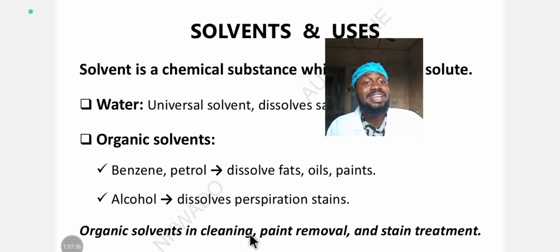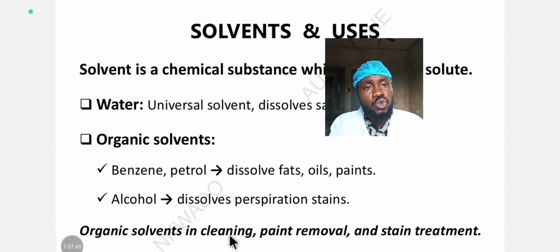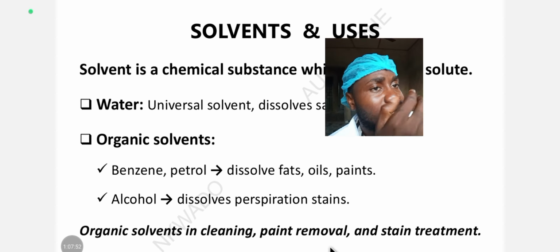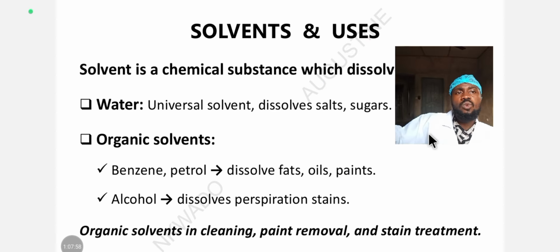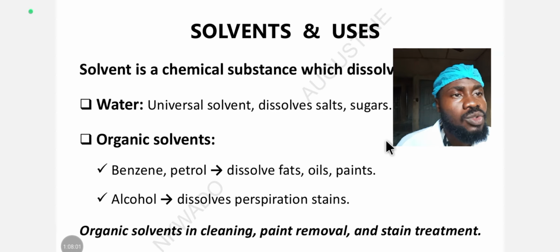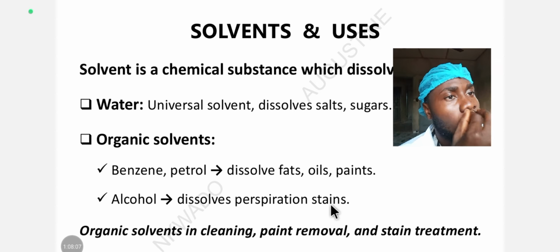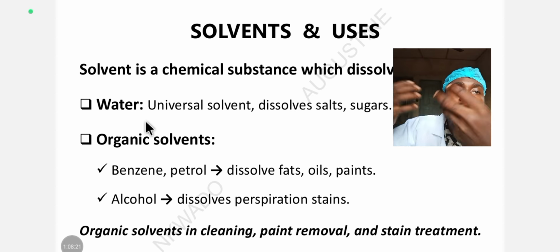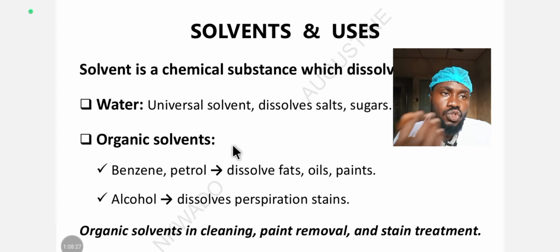So organic solvent is also used in cleaning, especially when the dirt is connected with organic compounds, when the stain was induced by organic compounds. You can use it for paint removal and stain treatment, but mostly for organic ones. The inorganic ones are soluble in water, so you can use water as a universal solvent to cleanse them. It's like give to Caesar what belongs to Caesar, and to God what belongs to God. For water, the universal solvent, use it to dissolve mostly inorganic solutes. For the organic solvent, use it to dissolve mainly organic solutes.